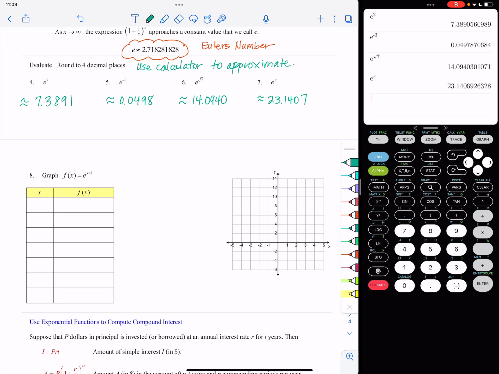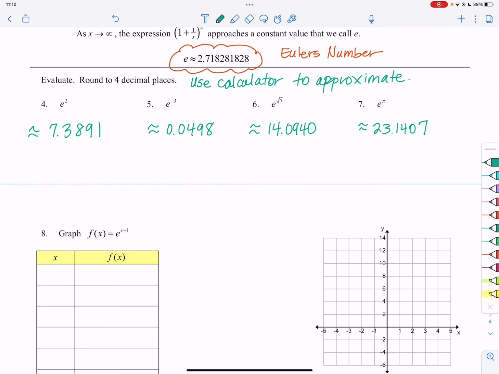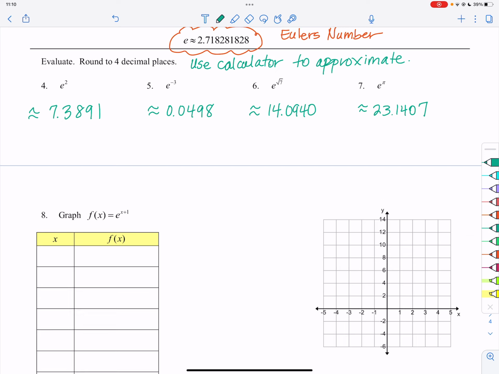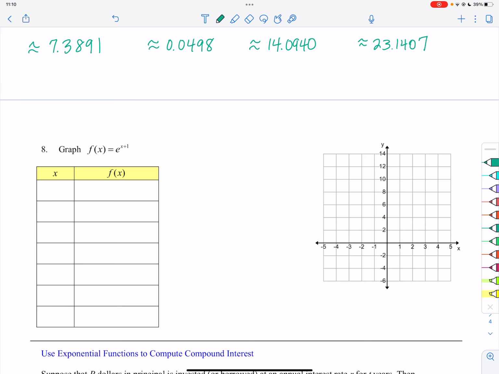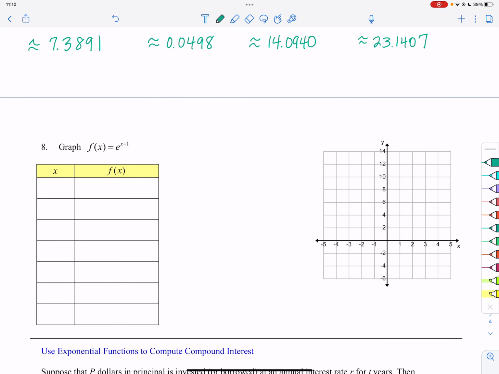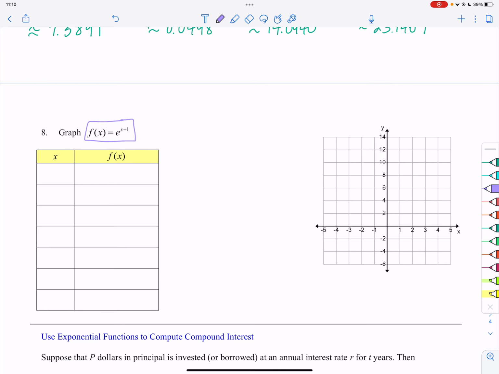Okay, so let's go ahead and fill this. Take a look at this next function, and we can fill in these table values. So we have f of x equals e to the x plus 1. So we have e to the first power, well, that's just equal to e, e squared, and we just found that, e cubed, e to the fourth.